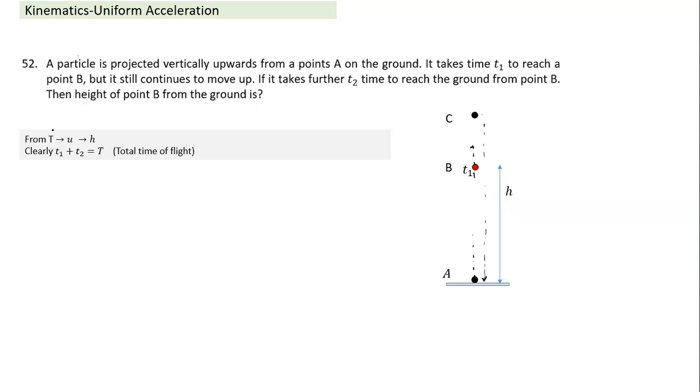If the time of flight is known, I can find the speed of projection, because time of flight is related to speed of projection. If I find the speed of projection, I can find this h also. If u is given and time t1 is given, I can calculate the displacement in time t1. So that is the approach: from T we can find u, and from u we can find h. Clearly in this question, t1 plus t2 is equal to capital T.